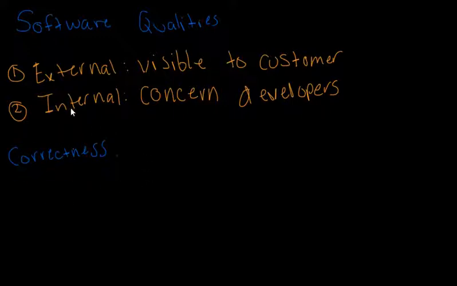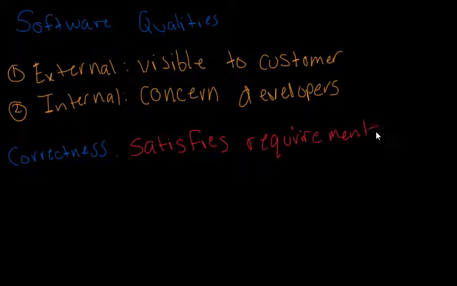So what does it mean when a software is correct? Well, that means it satisfies its functional requirements. So we're just going to say that if a software is correct or has the correctness quality, then it satisfies requirements. There you go.